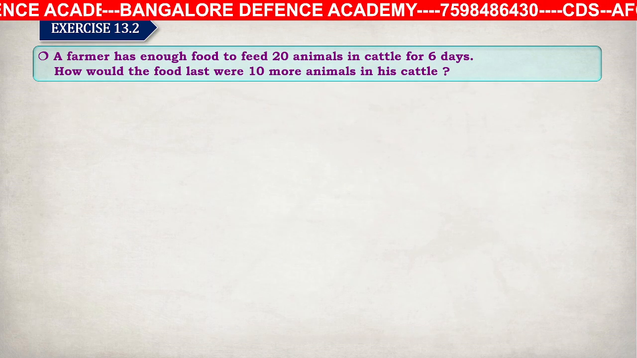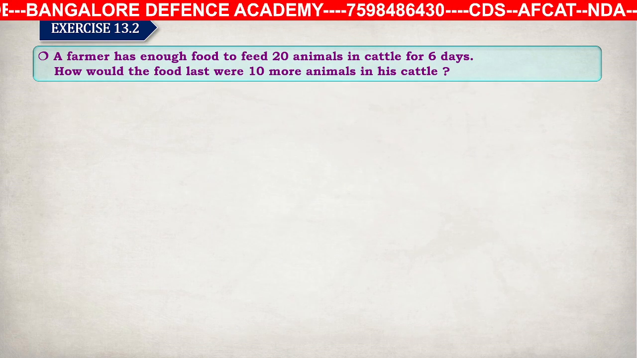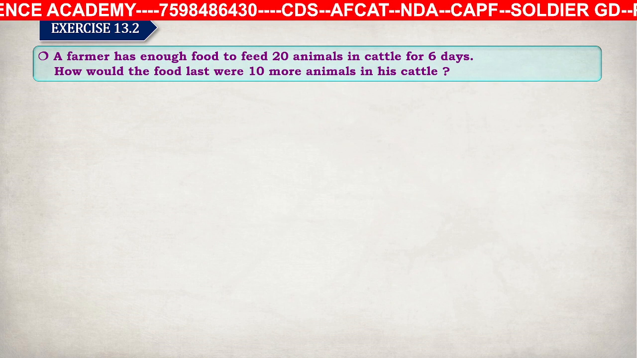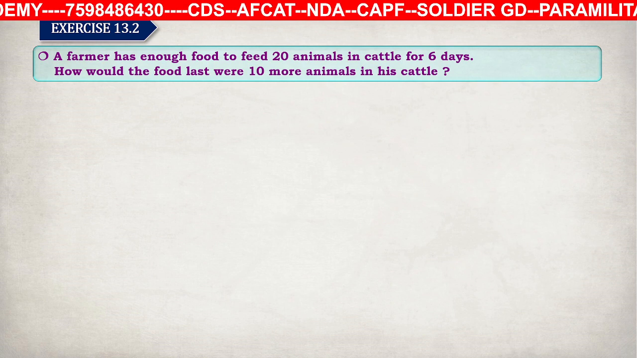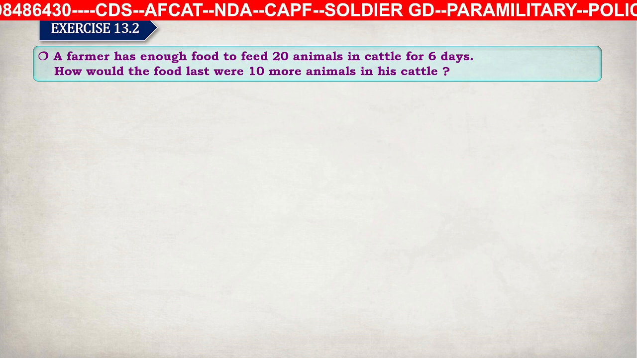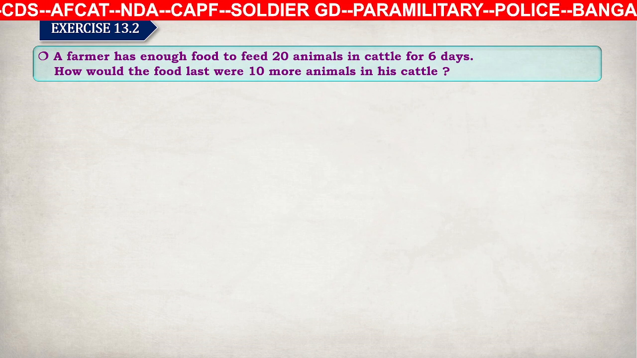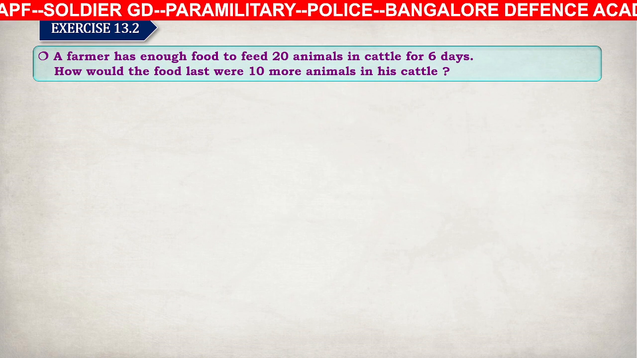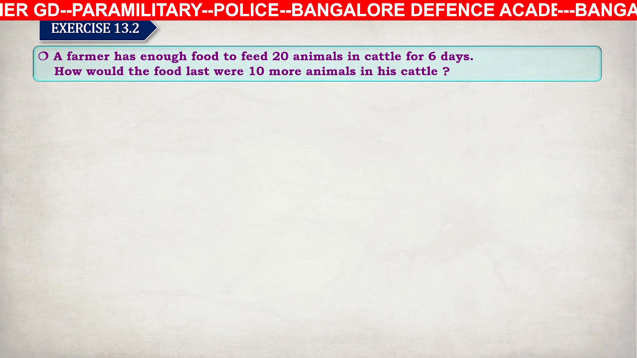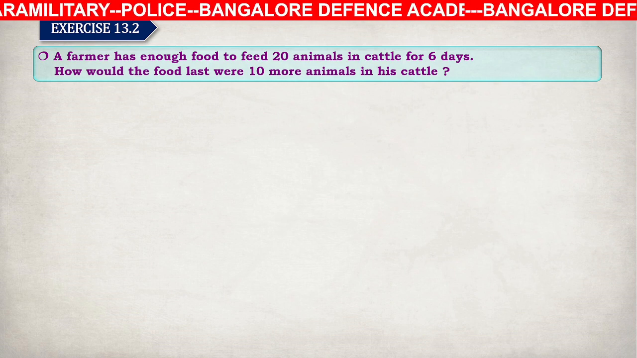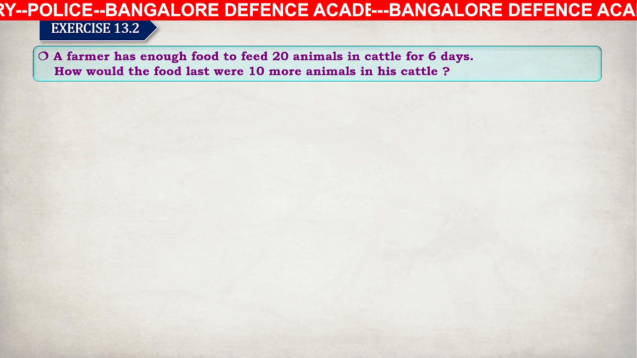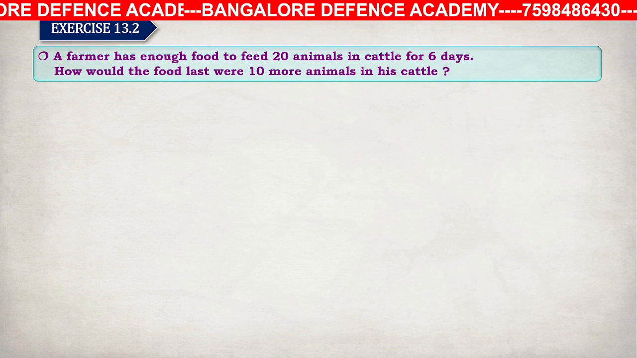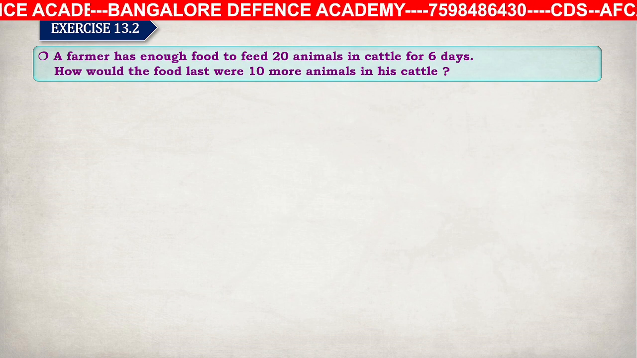Next question. A farmer has enough food to feed 20 animals in his cattle for 6 days. How long would the food last if there are 10 more animals in this cattle? Now what is happening? The farmer has 20 animals, and the food is sufficient for 6 days. Now the number of animals is increased. In inverse variation we have seen if one quantity is increasing, the other quantity is decreasing. That means if the animals are increasing, the food will definitely last for fewer days.